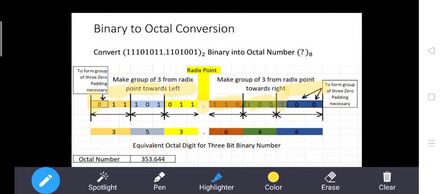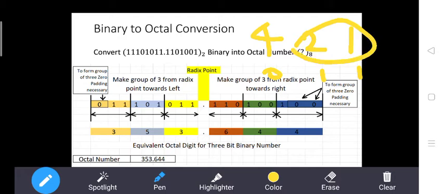Then I write equivalent octal number corresponding to binary. Same principle I use. Which law? 4 2 1 law. My first binary number 0 1 1. 1 is present at 2 and 1 location. 2 plus 1, octal number is 3. I write 3 over here.